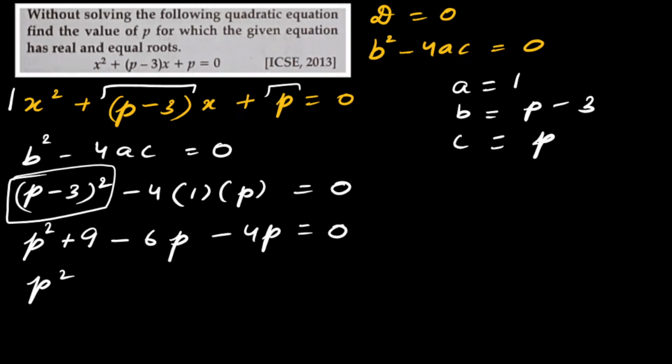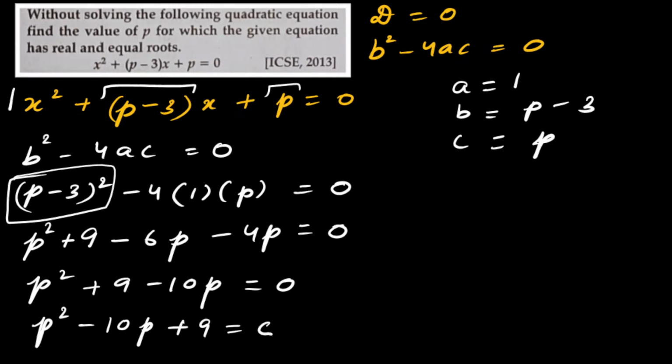So p square, like terms I am solving here. P square plus 9, minus 6p minus 4p is minus 10p. Minus, minus, plus with the minus sign. So I can rearrange it: p square minus 10p plus 9 is equals to 0.